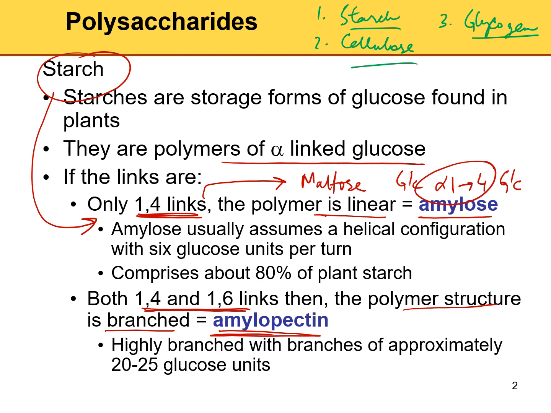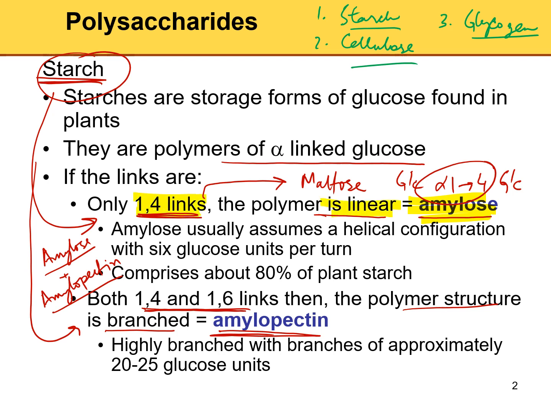We have amylose plus amylopectin. So again, starch is not just a single polymer, it is composed of two things: amylose and amylopectin. The amylose are linear polymers and they have 1,4 linkages. Amylopectin are branched polymers and they have 1,4 and 1,6 linkages. And all of them are glucose, so all of them are polymers of glucose. And we'll see how the structures look.